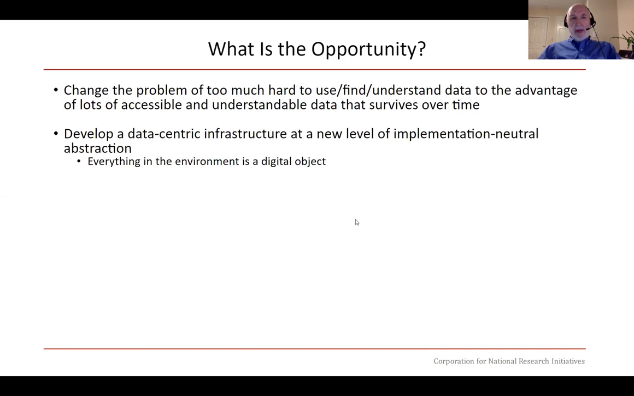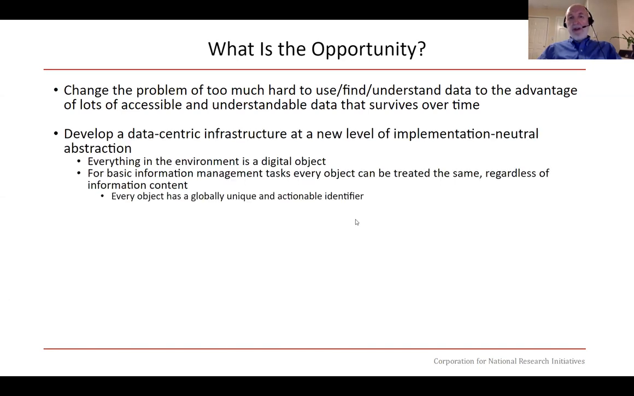So we have to change the problem of too much hard to use, find, and understand data to the advantage of lots of accessible and understandable data that survives over time. So the opportunity is to develop a data-centric infrastructure at a new level of implementation neutral abstraction. Abstraction is a common way that we've solved problems in computing and information management. You know, forever, an accounting system is an abstraction over lugging things around, and it's been carried through into programming and information management. Everything, and there's more of this slide, Adrian.